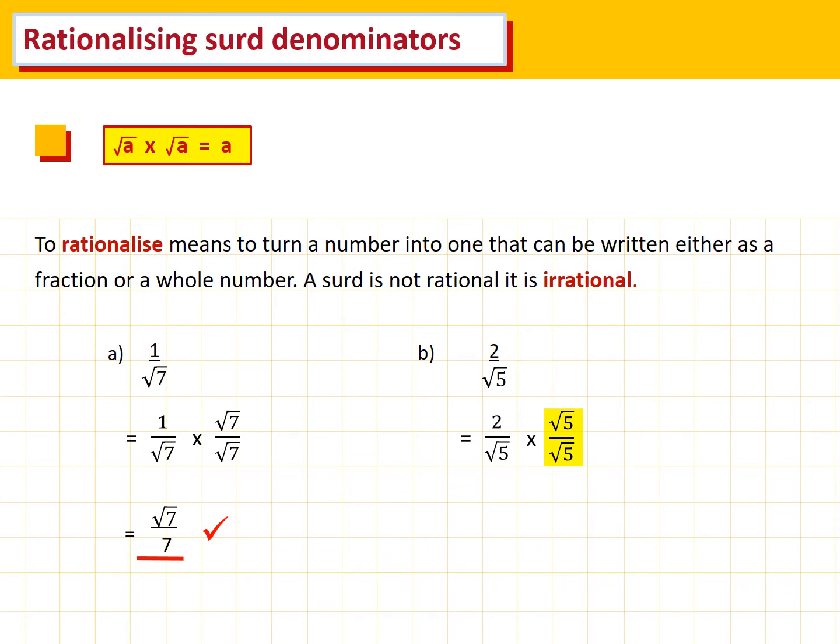And when we multiply these two fractions, the denominators get multiplied together, and that's going to make the denominator rational. So the numerator 2 times root 5 is 2 root 5, and the denominator root 5 times root 5 is just 5, which is rational.